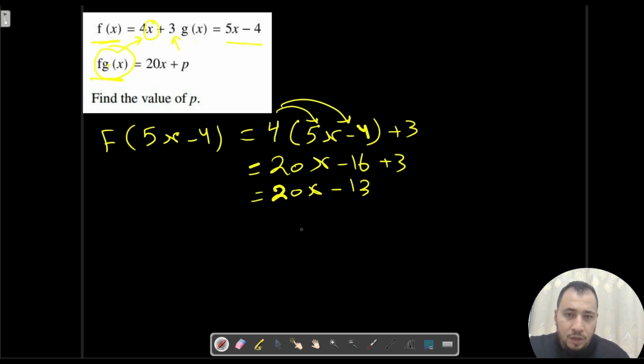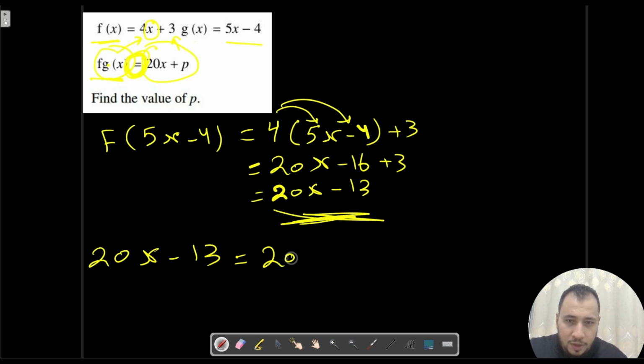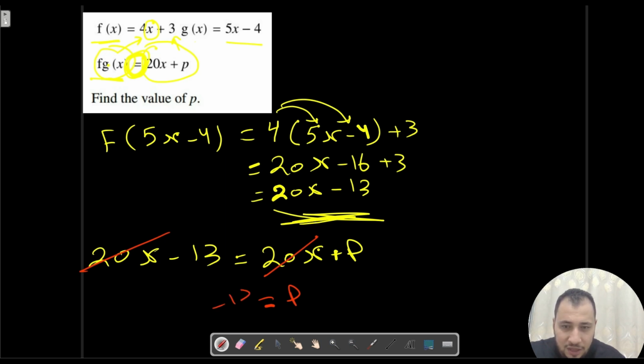Okay, let's use it in our equation. What do we have here? Here the left hand side is 20x minus 13. This is what this is equal to. And what do we have after the equal? 20x plus p. I think to get the value of p, I have here 20x and 20x. I can cancel them together from both sides. So you will have that p equals negative 13, and this is the value of p.